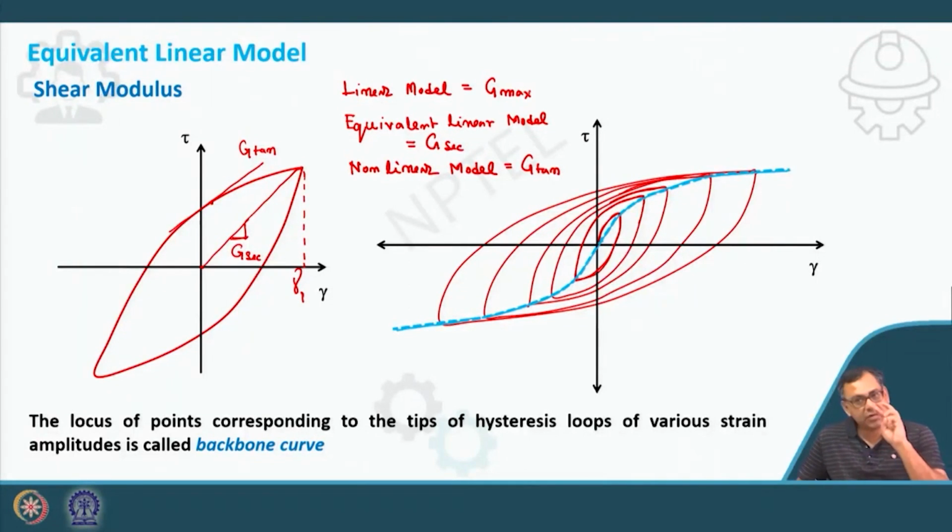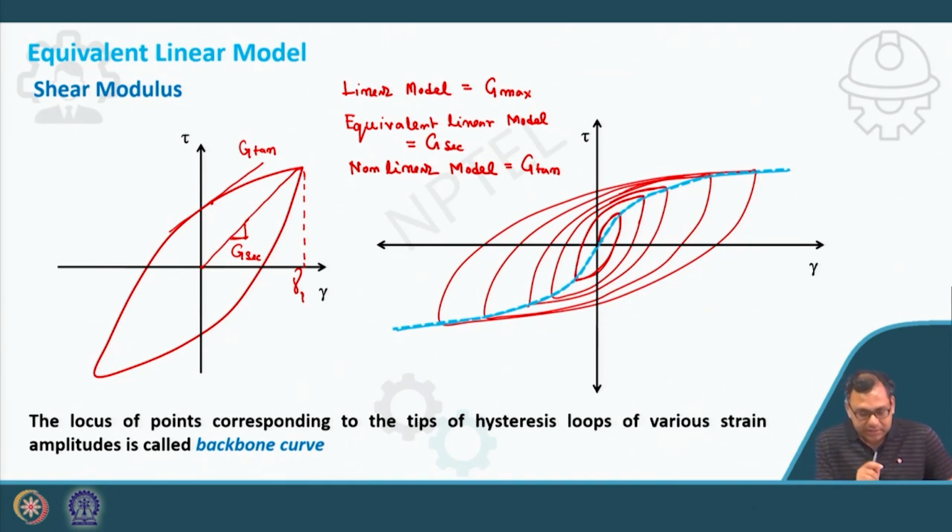Now I have discussed the three shear moduli: G max, which is the low strain shear modulus; the equivalent shear modulus, G sec, which is used in the equivalent linear model; and in the non-linear model we use G tan. In the non-linear model we can also represent this hysteresis plot, but we also follow the backbone curve. Now I will go to the backbone curve portion.